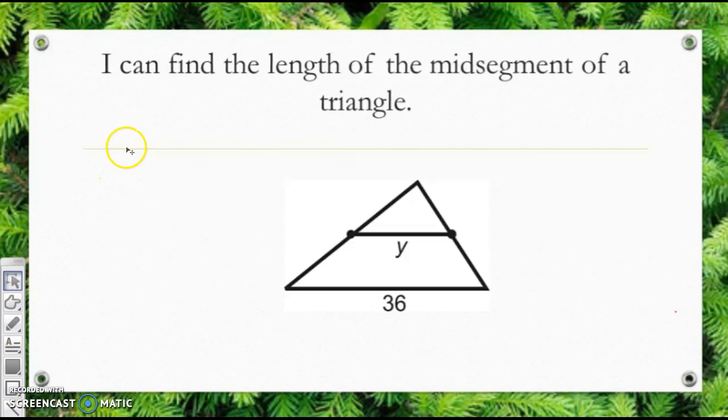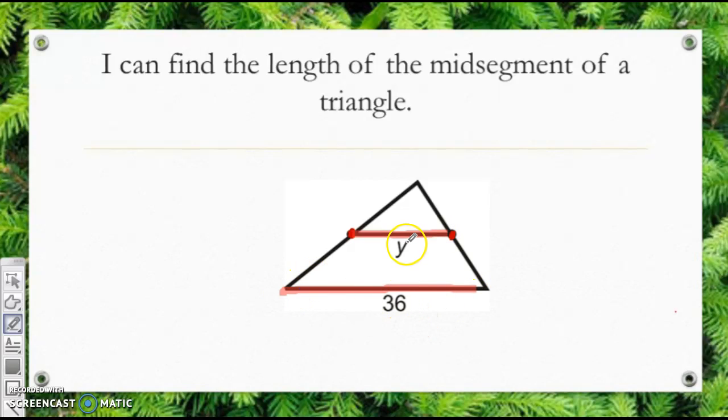Our next I can statement is I can find the length of the midsegment of a triangle. Before we jump right into this problem, remember each triangle has 3 midsegments. The midsegment is found by finding the midpoint of each side and then connecting those midpoints. We also learned that the midsegment is going to be half the length of the base it's parallel to. So in this case, those 2 lines are parallel.